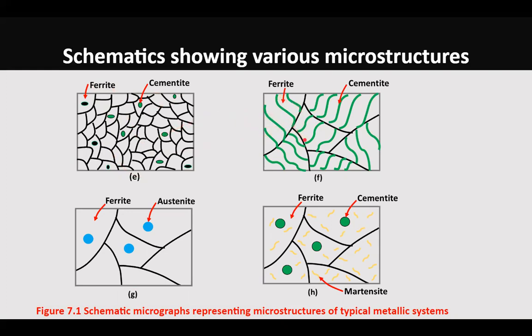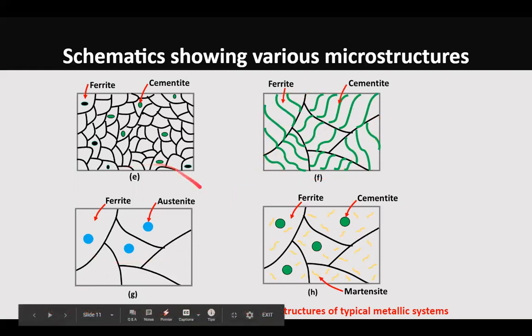The grain size is coarse, right? Ferrite and cementite both are present in a lamellar form. You have lamellas of ferrite, you have a lamella of cementite, then a lamella of ferrite, then a lamella of cementite. This is a typical structure which is found in some steels.